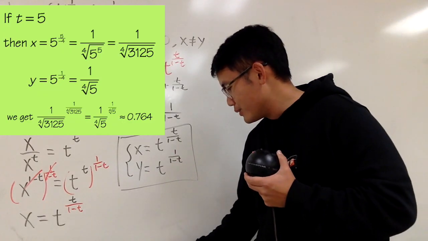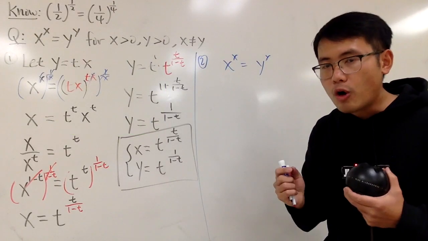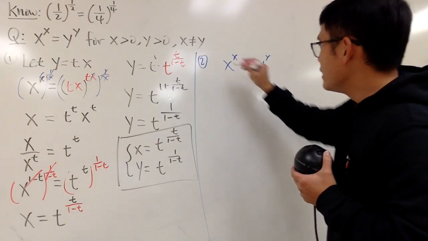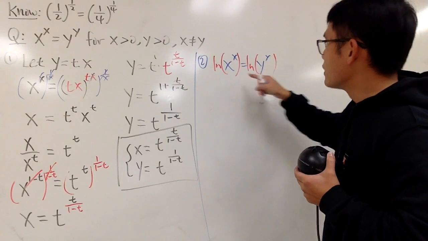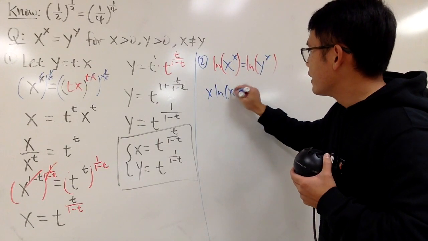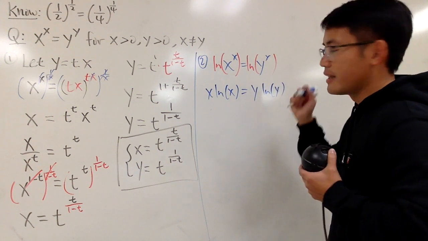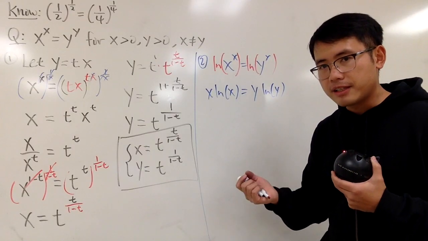Well, now let's do the Lambert W function. And our goal is to get y by itself, okay? To do so, let me first take the natural log on both sides. And of course, we can bring the powers to the front, so we get x times ln x, that's equal to y times ln y, like that. My goal is to get y by itself in terms of x.